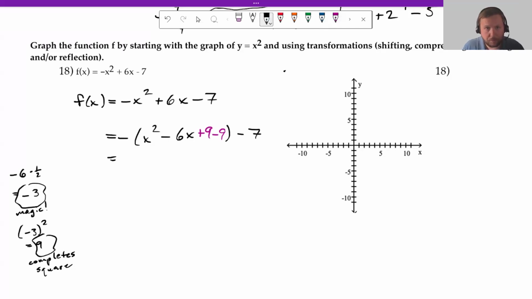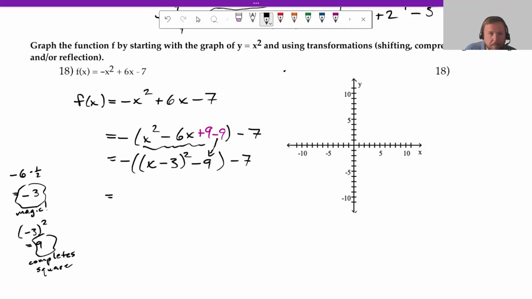So now I'm going to factor just this part. I have negative quantity, and I'm going to make another parentheses, and factor this x squared minus 6x plus 9, and that factors to, look at your magic number, x minus 3 quantity squared. And then this 9 just comes on down, just like that. And then, oh hey, that -7's still there.